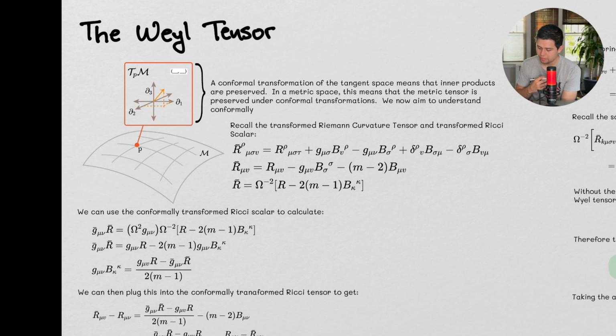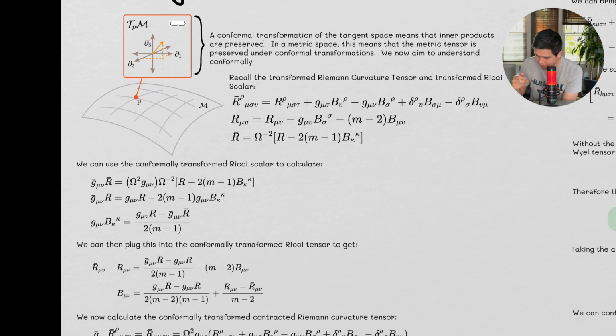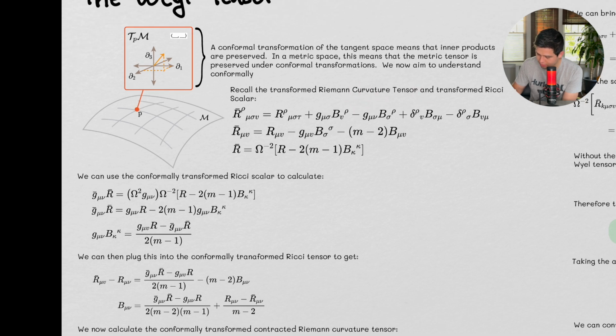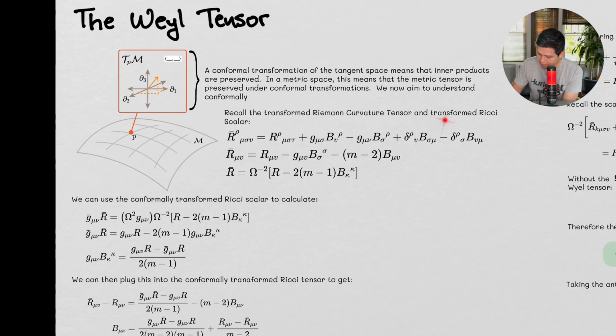So we now aim to understand conformality. And before we do that, let's recall a few things. Recall the Riemann Curvature Tensor and the transformed Ricci scalar. The transformed Riemann Curvature Tensor was this guy here, where we defined what these B tensors were. The conformally transformed Ricci tensor is this guy, and the conformally transformed Ricci scalar is this guy.